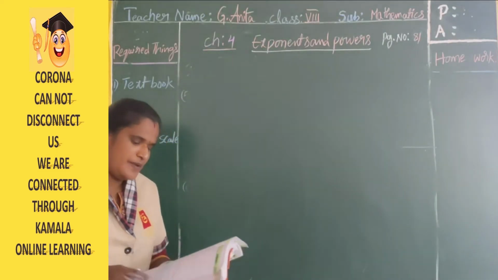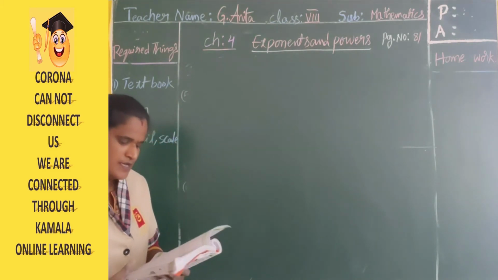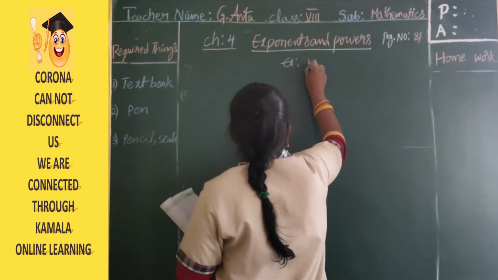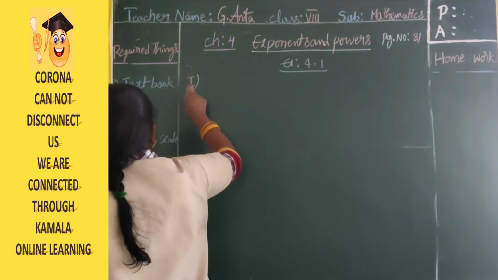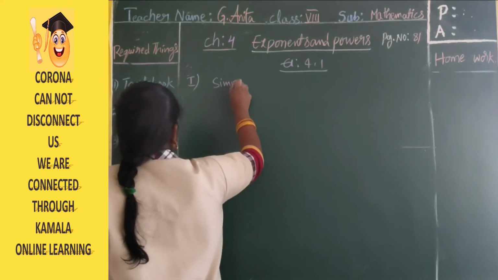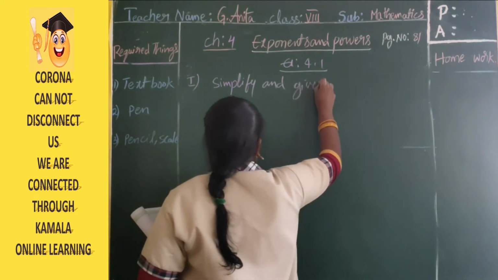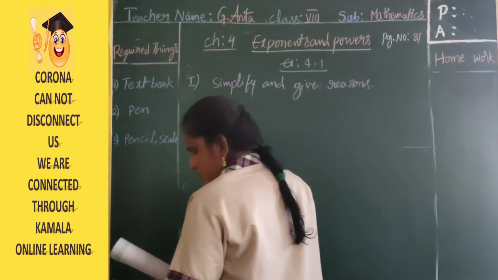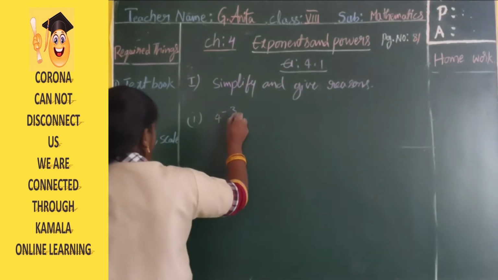So what is exercise 1? Exercise 8.1. So first bit, simplify and give reasons. First one, 4 power minus 3.